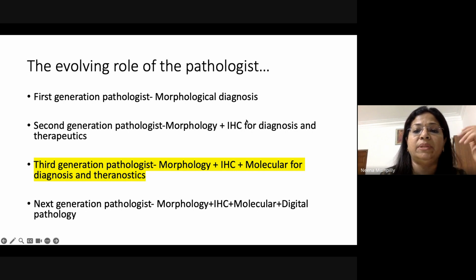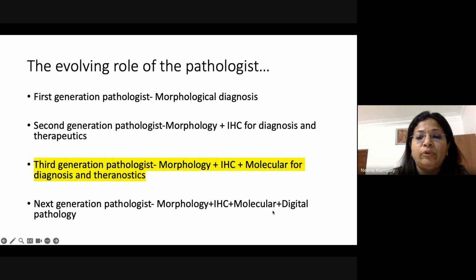And immunohistochemistry we were using for diagnosis and also to guide therapeutics. Then further on, we evolved into the third generation where we need the help of moleculars, not only for diagnosis but for theranostics also. And now we are at the doorstep of being the next generation pathologists where we are going to be digital pathologists. So we have our morphology, we have immunohistochemistry, we have molecular, plus we have digital pathology. And this is going to help us not only in our routine reporting, but also to guide therapy.